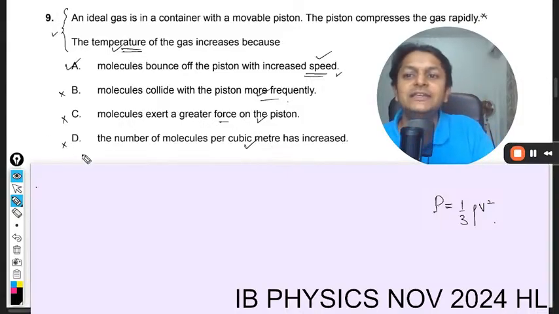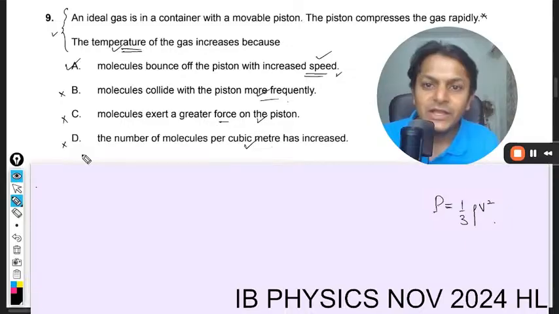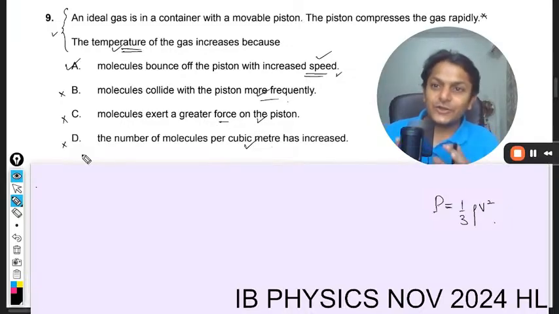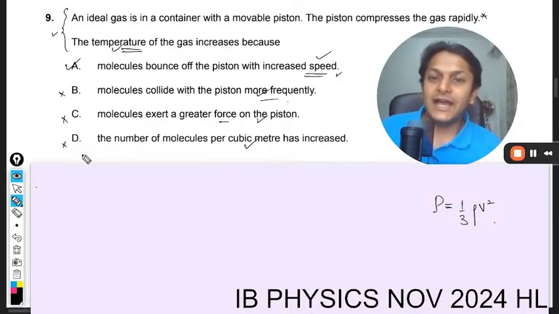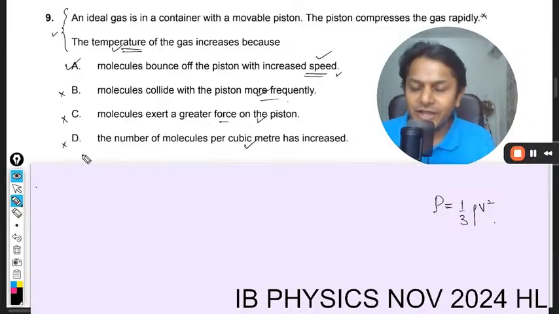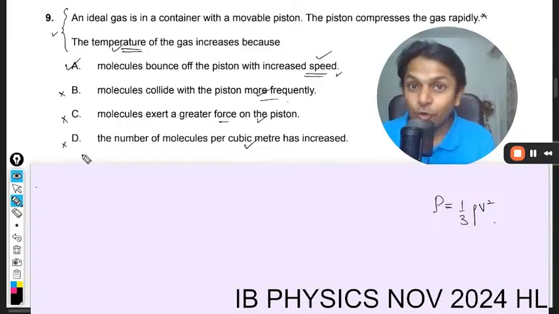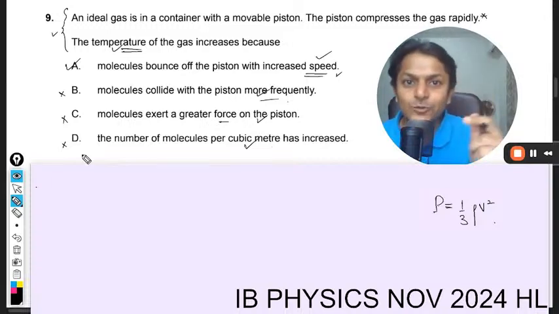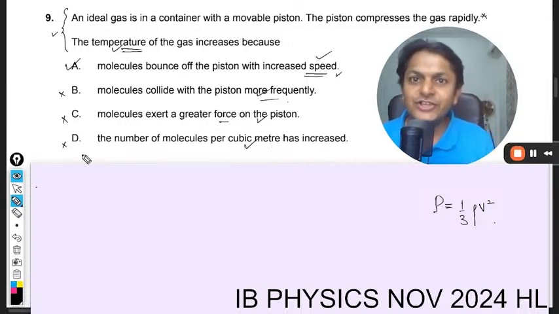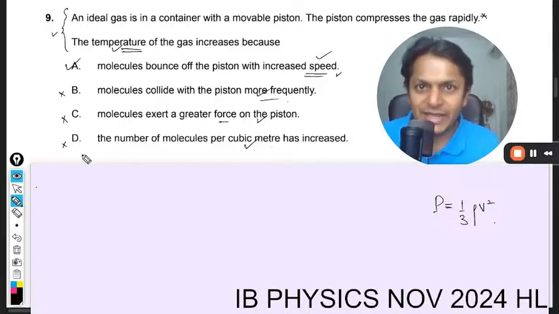That is why D is also wrong. So this is one such question, I would say, where all the options are correct, and still you have to choose the best out of these four. So it's no more that this is correct and the other three are wrong. It is that this one is best and the other three are right, but they are not the best.